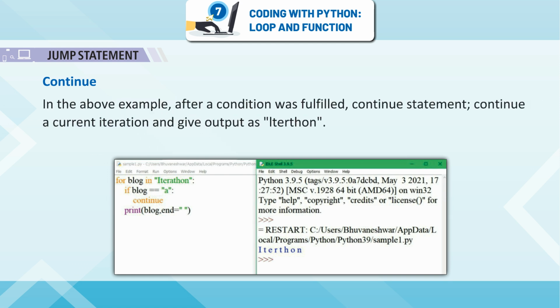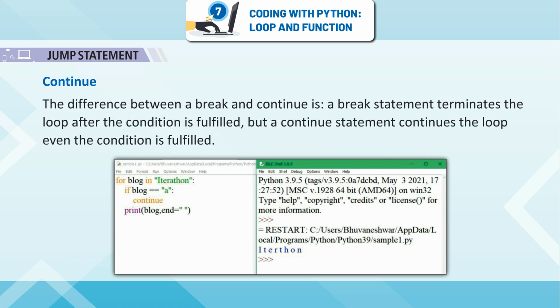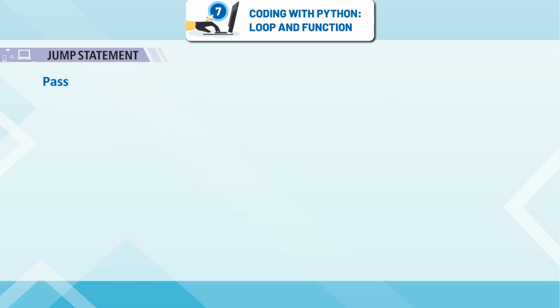In the above example, after a condition was fulfilled, the continue statement continues the current iteration and gives the output as iteration. The difference between break and continue is that a break statement terminates the loop after the condition is fulfilled, but a continue statement continues the loop even when the condition is fulfilled.